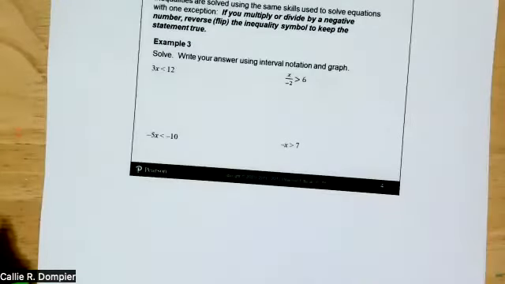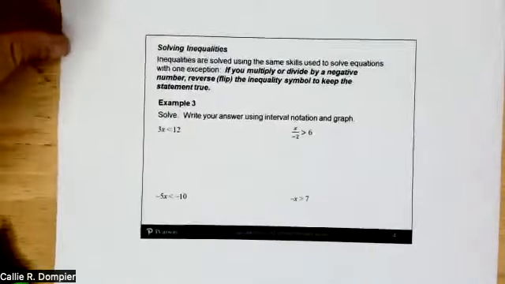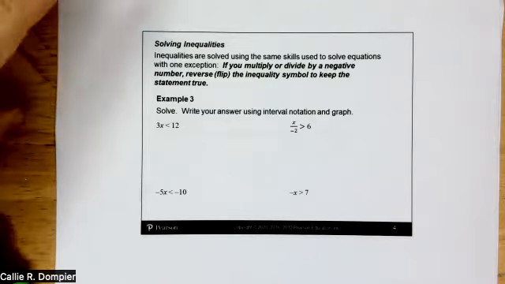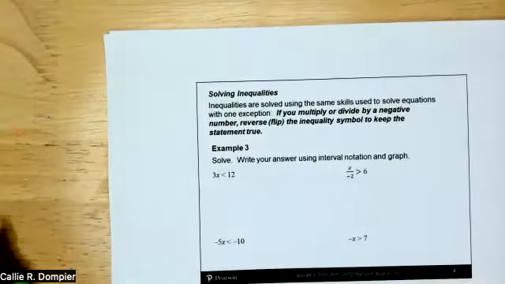All right, maybe now we're getting to solving. We solve inequalities the same way we solve expressions, except there's one rule. And that one rule is if you multiply or divide by a negative number, reverse the symbol so that the statement is true. Okay, just a quick example why we have to do this.